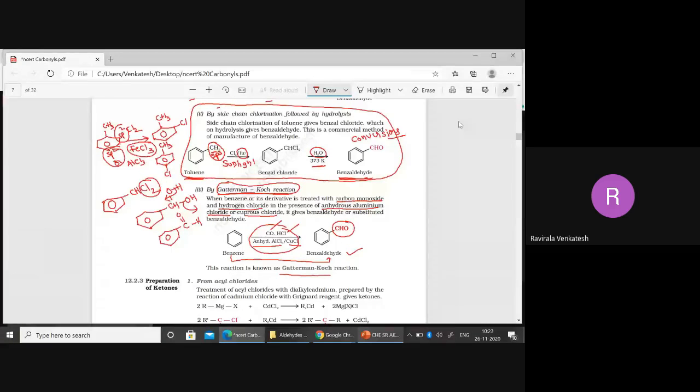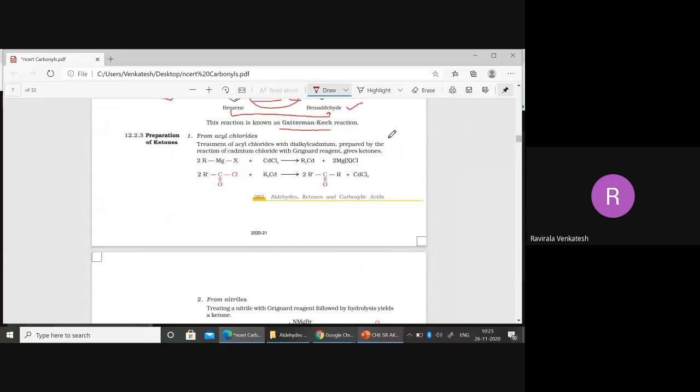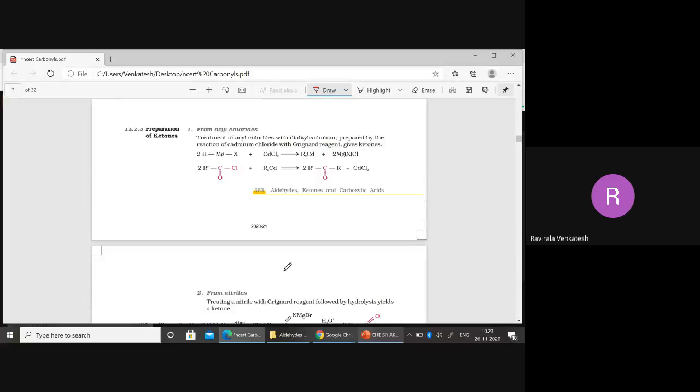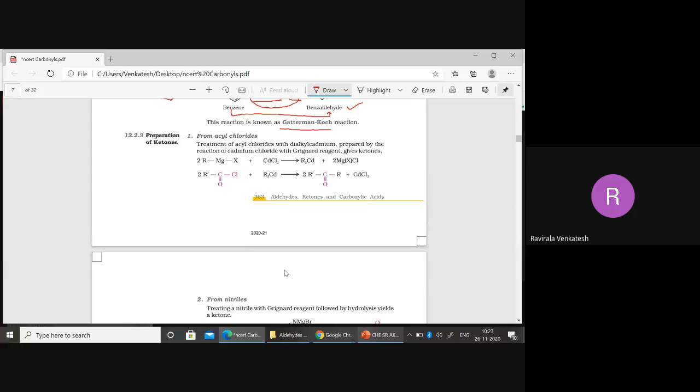Okay. Now, if you prepare all these on one side like this, it is easy for you. Now we'll see the preparations of ketones. Only a few methods are there, so we finish the preparation of ketones today itself. Now here also, ketones can be formed from the acid chlorides.